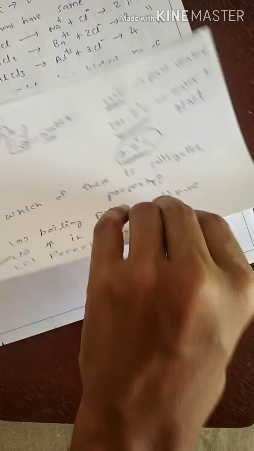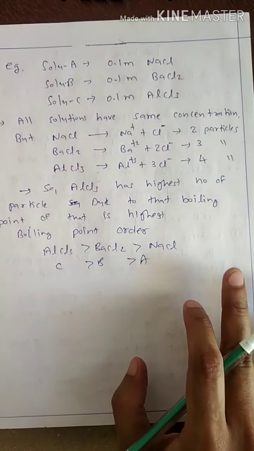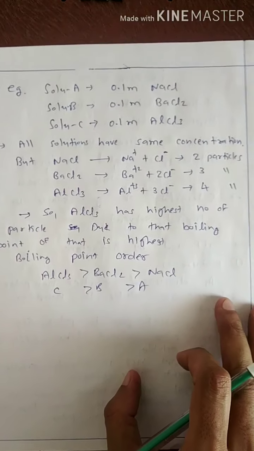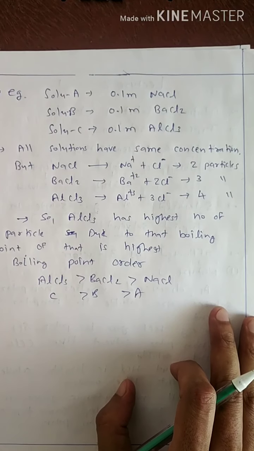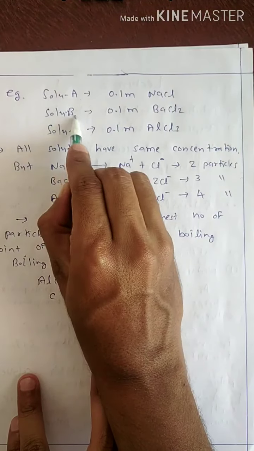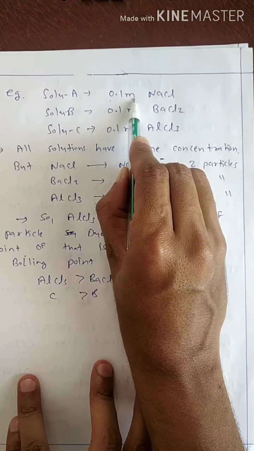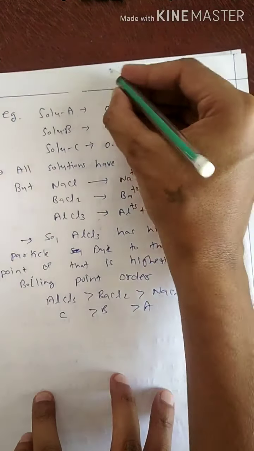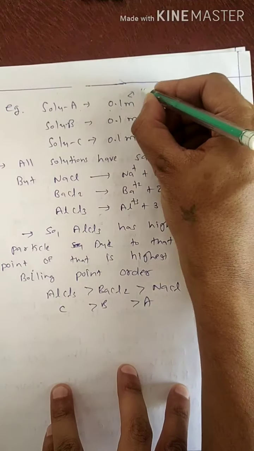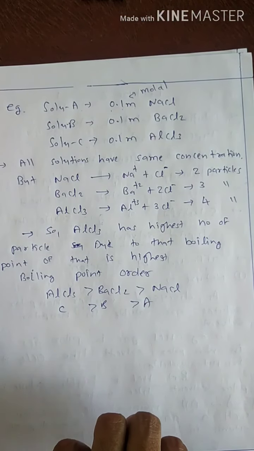Okay, now, what other MCQs are asked based on this? Now suppose I'm taking another example here. I'm taking three solutions: solution A, solution B, solution C. Solution A is 0.1 molar, small m means molar, molar NaCl.